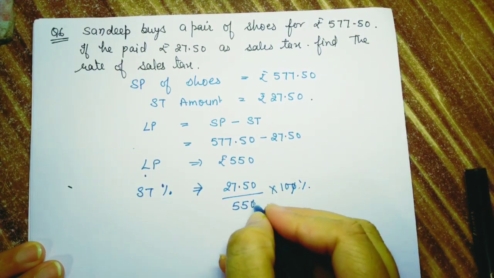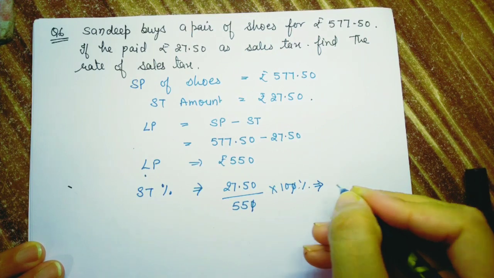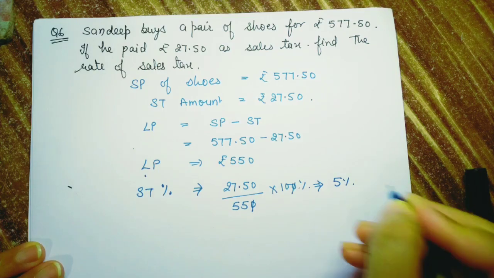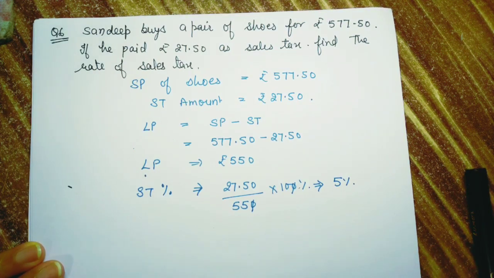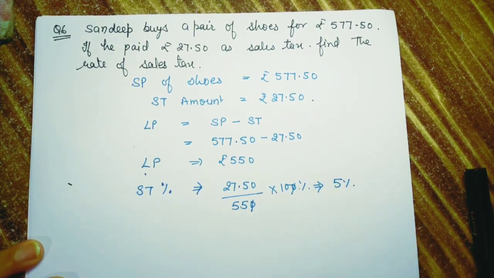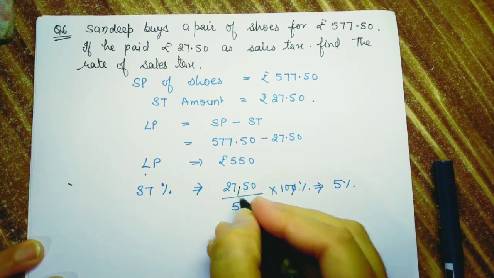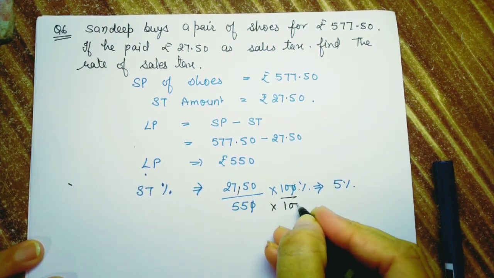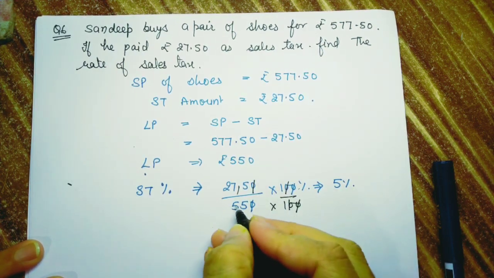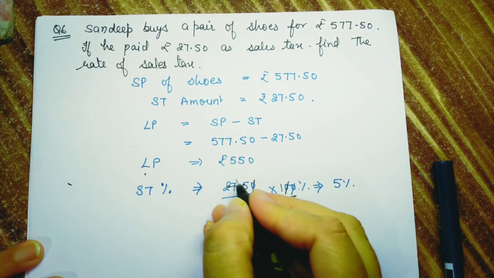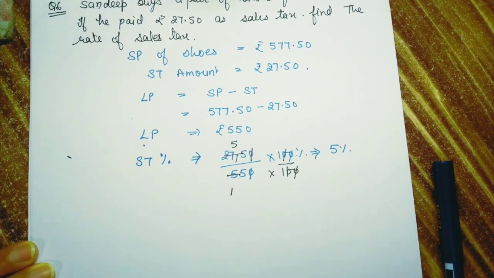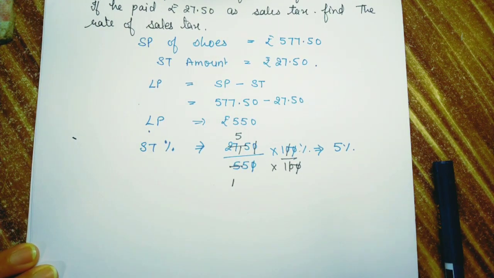So 10 cancel by 10, and then when you solve this question, from here you get the answer 5%. Okay, students, a total of 5% is charged by the shopkeeper as sale tax. So if you want to see how we get this, then I am going to explain. 10, then here is 100. Okay, because after 0, 2 decimals, 10 cancel by 10. 55 1s are 55 and 55 5s are 275. So from here we get 5% charged by the shopkeeper as sale tax.